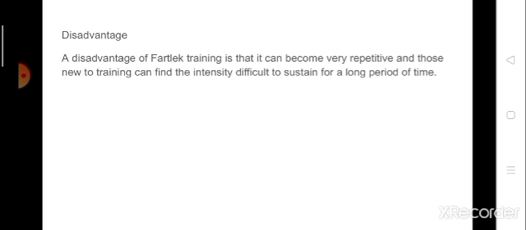Disadvantage. A disadvantage of fartlek training is that it can become very repetitive, and those new to training can find this intensity difficult to sustain for a longer period of time.